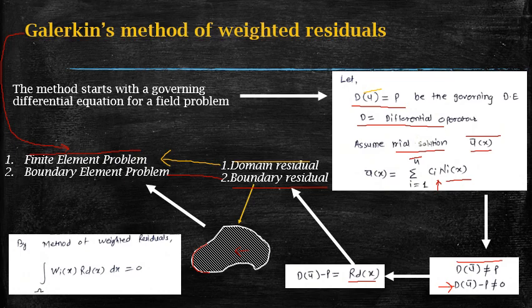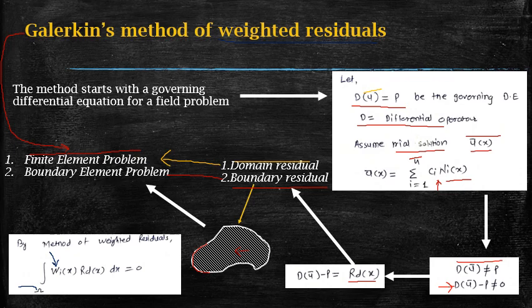Now, according to the method of weight residuals, this is the expression: the integral over the domain (this is the sign for domain) of Wi(x) into R_d(x) dx is equal to 0, where this Wi is nothing but a weighing function. Now, what should be the choice of weighing function?